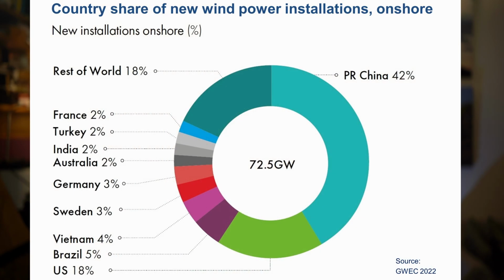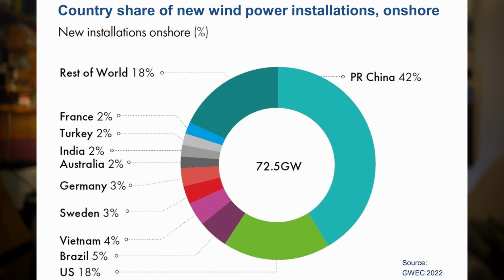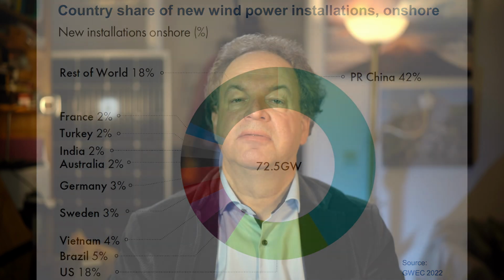Let's take a look at who installed most of the new installations. We saw by far leading is China with 42% of all onshore installation. We'll see the offshore installations later, too. China is followed by the US. Even during the government of Trump, there have been tremendous installations in solar as well as in wind power. Brazil is in third place with 5% of all new installations. Germany is nowadays only fifth. It was once leading together with Sweden, which both have 3% of new installation share.